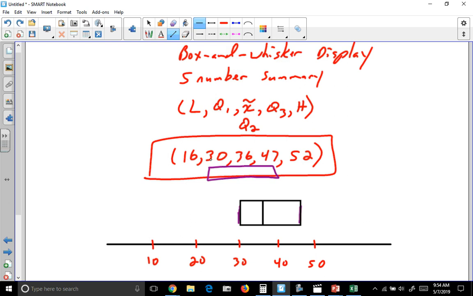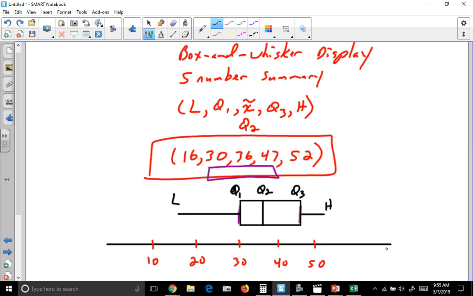From the lowest value to where our box begins, we're going to draw a line, that's a whisker. And from our third quartile to our maximum value, we're going to draw a line, that's going to be a whisker. So we have a box, and then we have 2 whiskers. This is the lowest, the first quartile, the median or the second quartile, the third quartile, and then the highest value. Now recall what quartiles are.